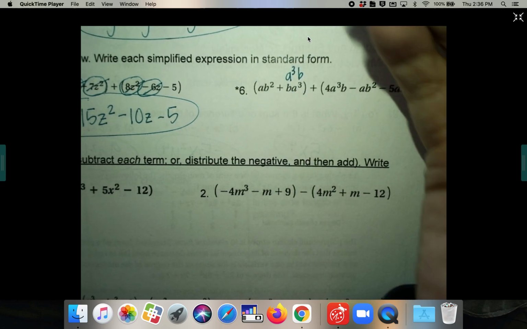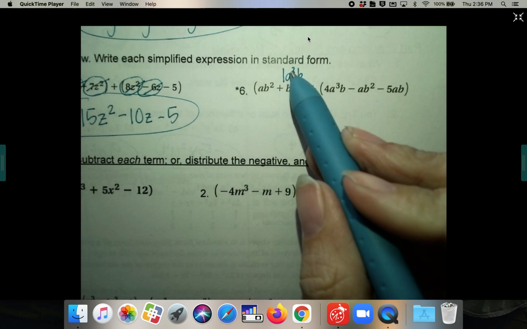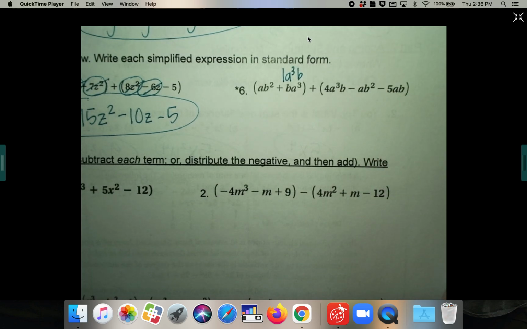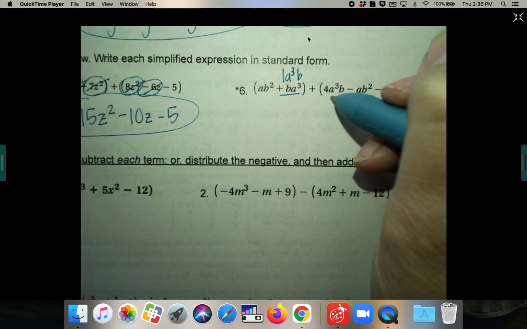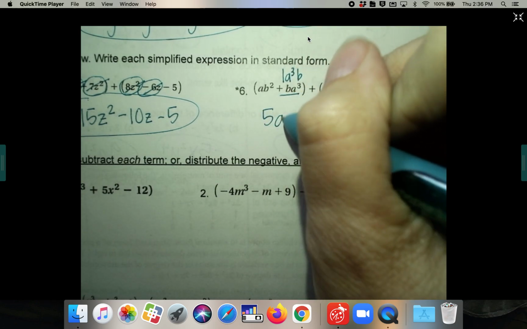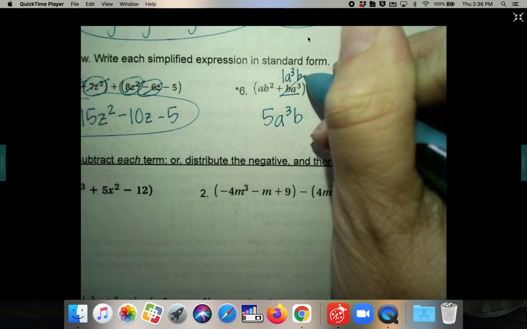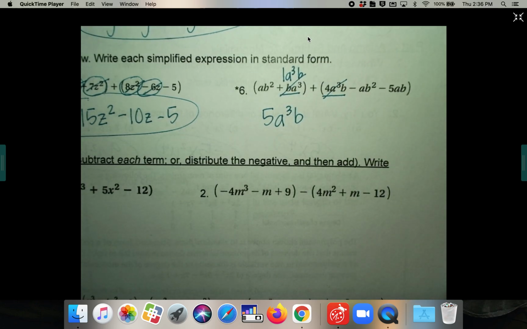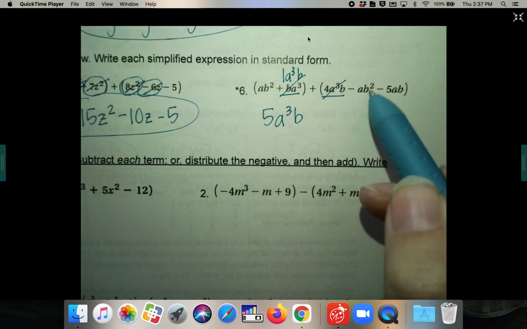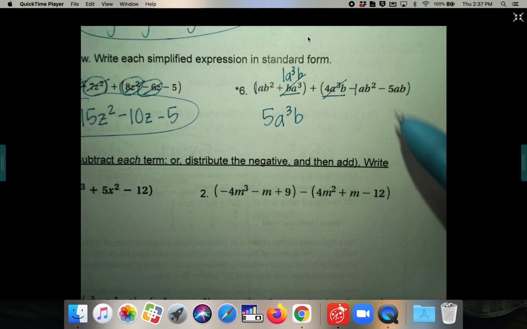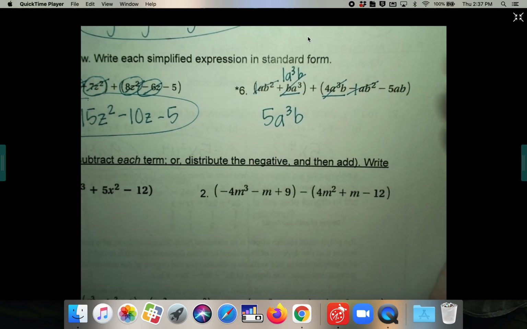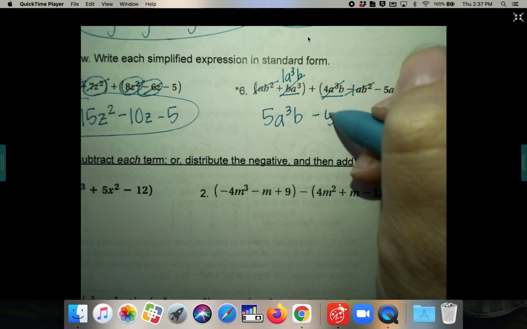We have a 1 a to the third b, plus a 4 a to the third b. So 1 a to the third b and 4 a to the third b is actually 5 a to the third b, and now I've used those. And then I would go ab squared minus ab squared. If you have 1 ab squared and minus 1 ab squared, you have 0. So those actually are going to cancel out. And lastly, I have this that I haven't used, minus 5ab.